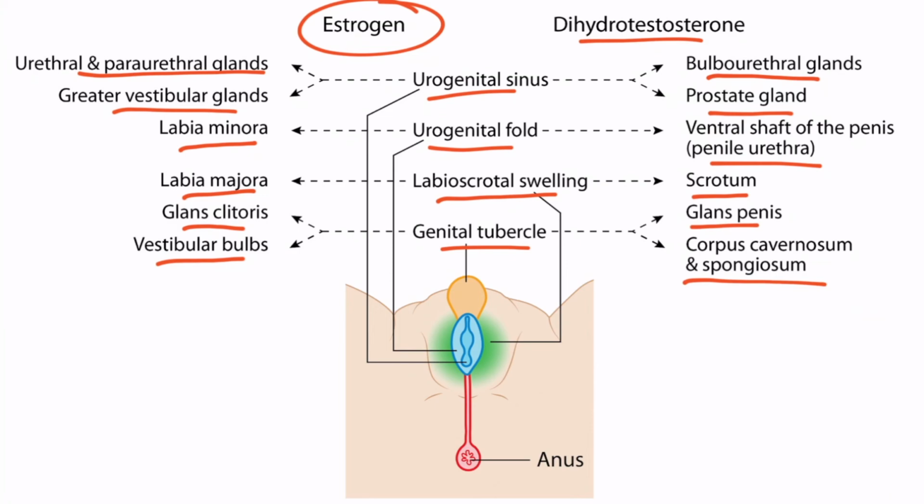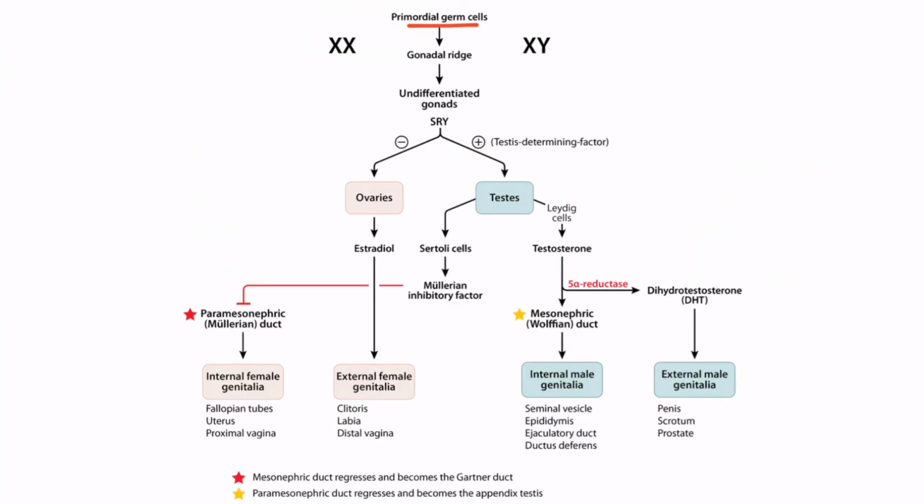All right, let's review what we've discussed so far. Again, the primordial germ cells migrate to the gonadal ridge and become undifferentiated gonads. If the SRY gene is present, it produces testis determining factor, and the undifferentiated gonads become testes. If it's not present, the gonads will become ovaries. The Sertoli cells secrete Mullerian inhibitory factor, which causes degeneration of the paramesonephric duct, and the Leydig cells secrete testosterone, and this promotes the development of the internal male genitalia. The testosterone is converted into dihydrotestosterone, or DHT, by the enzyme 5-alpha reductase, and DHT is the more potent form of testosterone, which is responsible for the development of the external male genitalia.